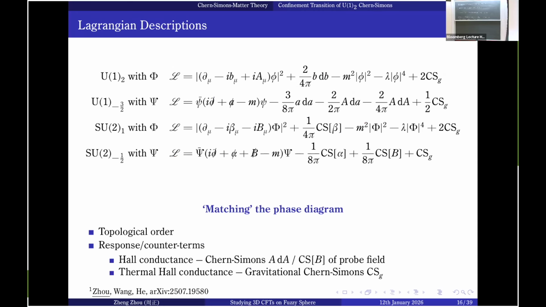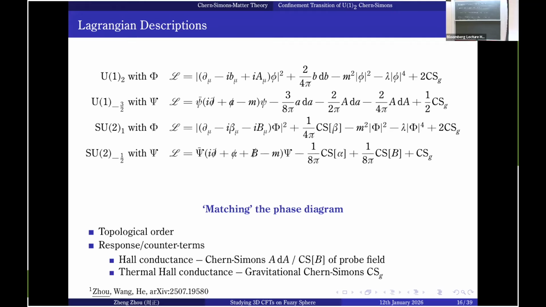Yeah, so we confirm that this transition can be described by either of the four Lagrangians. We do this theoretically by matching the phase diagram. That is to say, we can confirm that either of the four Lagrangians have the correct topological order on both sides, and the correct response or counterterms, which include the Chern-Simons term of the probe field, that is the Hall conductance, and the gravitational Chern-Simons term, which is the thermal Hall conductance.